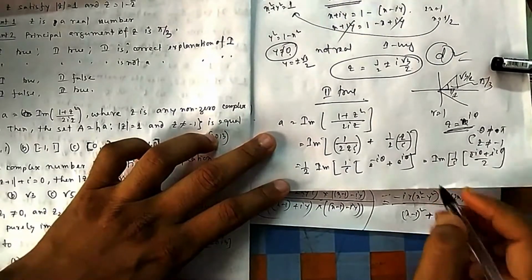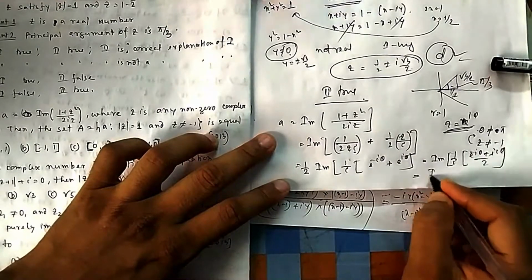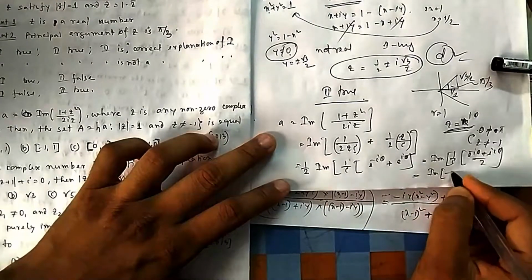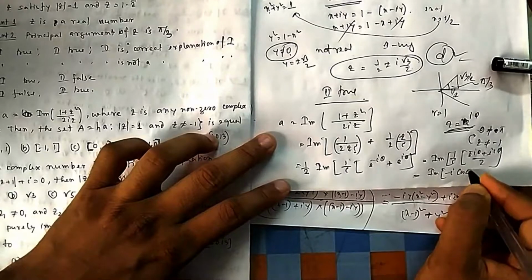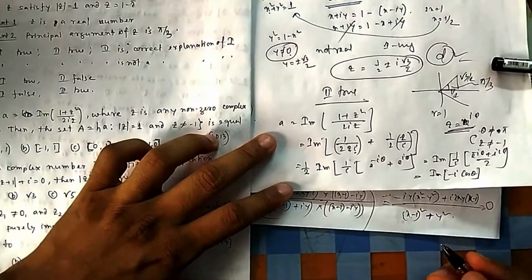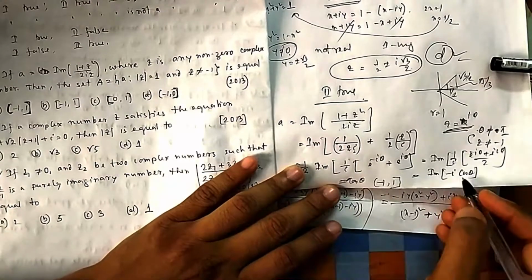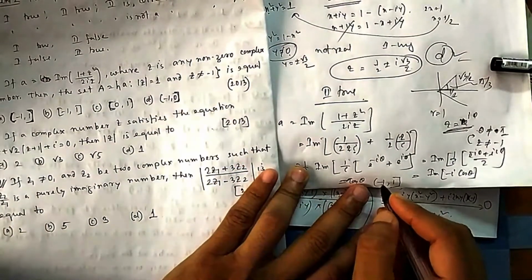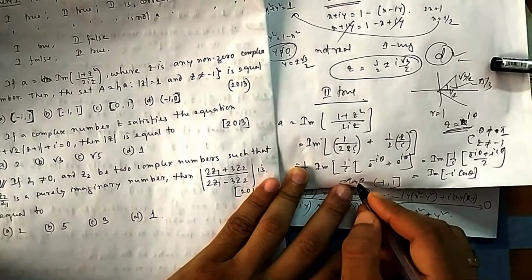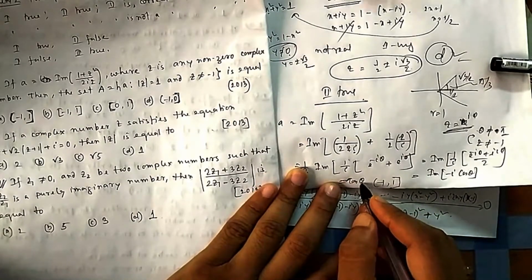This is nothing but cos theta, we have studied. So this is imaginary part of minus I cos theta, 1 by I is minus I. So what is imaginary part of minus I cos theta? That is nothing but cos theta. Sorry, it is minus cos theta, imaginary part. So theta cannot be pi. If theta is pi, that means it is plus 1.